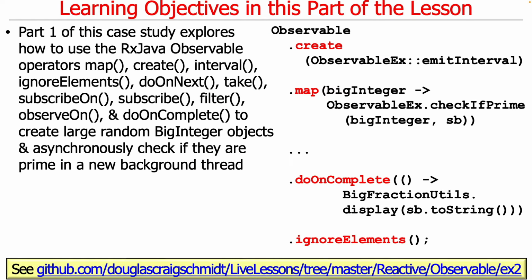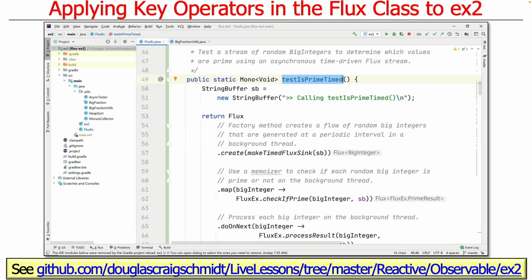We're going to look at this case study in two parts. Part one of the case study is going to show how to use a whole slew of RxJava observable operators, like the ones listed here, to create large random big integer objects and asynchronously check to see if they're prime in a new background thread. We'll get a chance to see a lot of the stuff that we've been talking about and how those things work. You can find this particular example in the link at the bottom of the slide. It's in the ex2 project in the reactive observable folder in my LiveLessons GitHub repository.